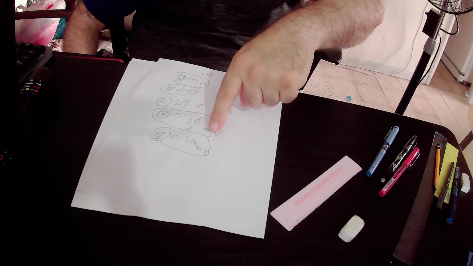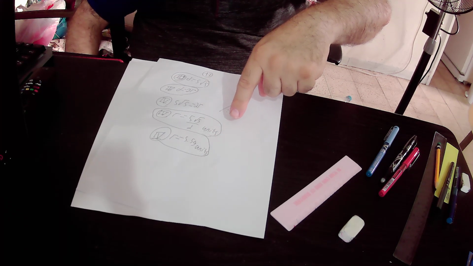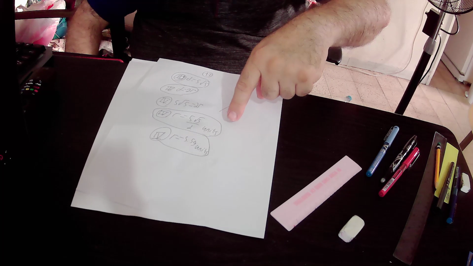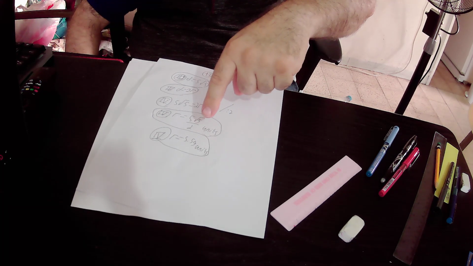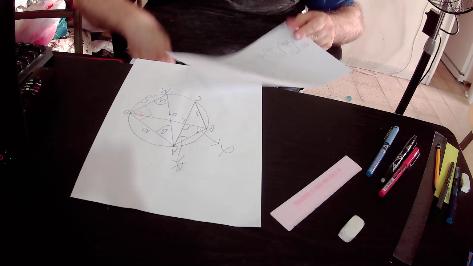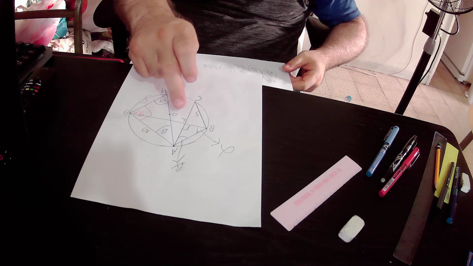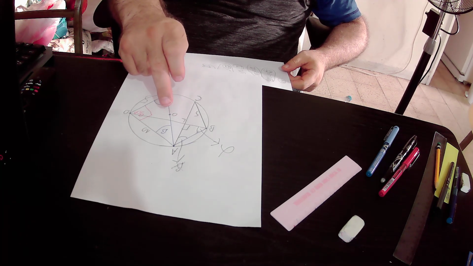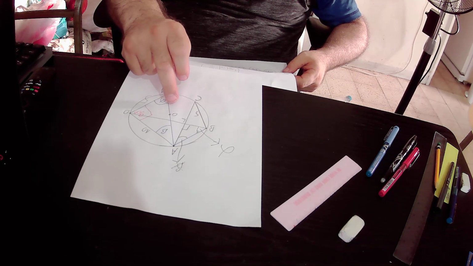5 times root 5 over 2 units, so we can also write it in terms of numbers that the radius of the circle equals 5.59 units. Okay, so the radius of this circle equals either 5.59 units, or we can also say that the radius of the circle equals 5 times root 5 over 2 units.